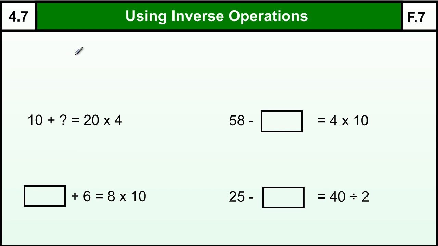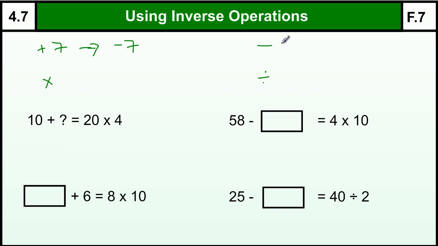Okay, using inverse operations. Now we're going to stick to the basic operations of adding, subtracting, multiplying and dividing. And we're going to look at these. So adding, if I'm adding 7 to something, to get back to where I started, which is what an inverse is, I would have to subtract 7. So 3 plus 7 is 10. 10 minus 7 takes me back to the 3.